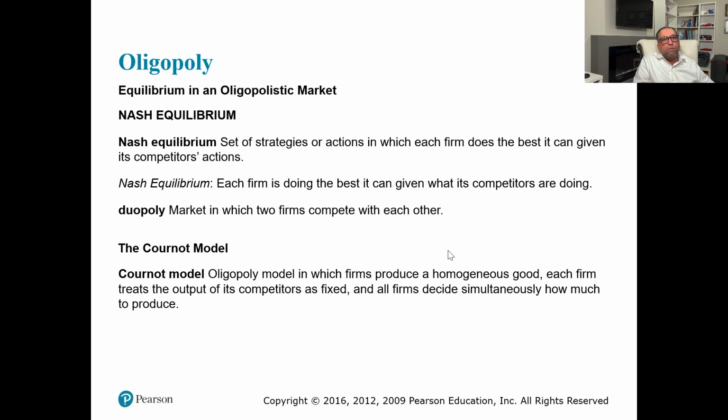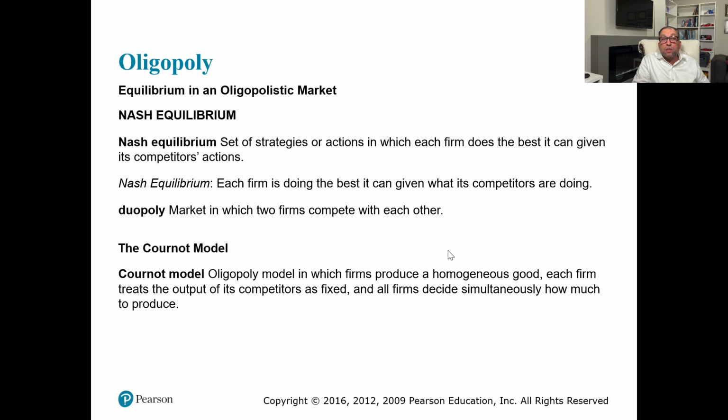But as the number of firms is only two, like we discussed in duopoly, it is not a competitive market, because in a competitive market the firms should be many. But here we are assuming the products are identical or homogeneous, but the players or the firms are only two. So each firm treats the output of its competitors as fixed. We decide the output by taking the other firm's output as given and fixed. It's not changing. It's not dynamic.